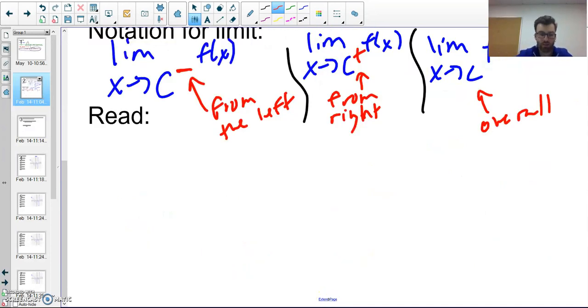So how would I read this? I've been saying it out loud. This is read as, you could say it as, the limit.